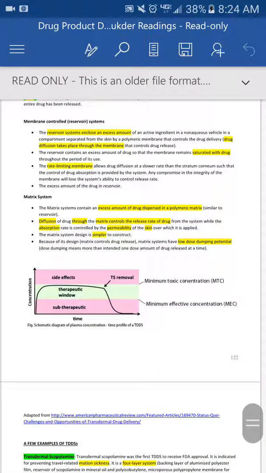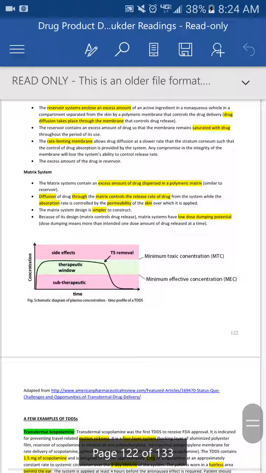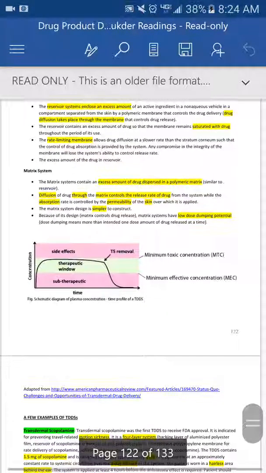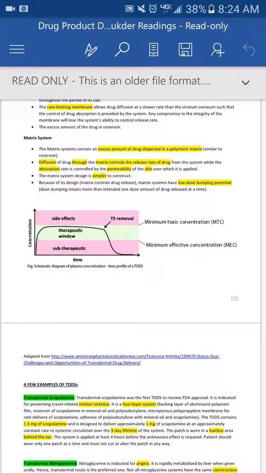Membrane-controlled reservoir systems. The reservoir system encloses an excess amount of active ingredient in a non-aqueous vehicle and compartment separated from the skin by a polymeric membrane that controls the drug delivery. Drug diffusion takes place through the membrane that controls drug release. The reservoir contains an excess amount of drug so that the membrane remains saturated with the drug throughout the period of its use. The rate-limiting membrane allows the drug diffusion at a slower rate than the stratum corneum, such that the control of drug absorption is provided by the system.